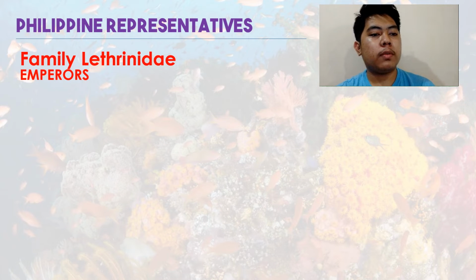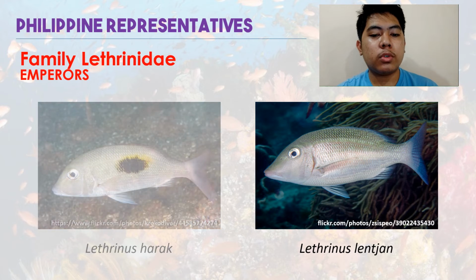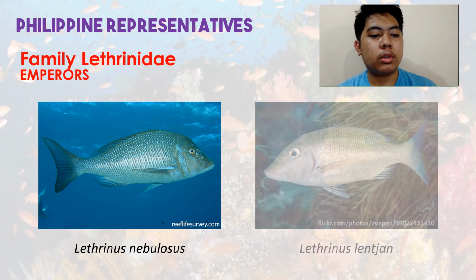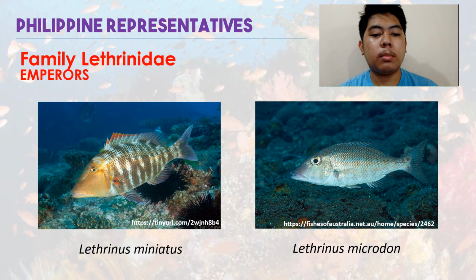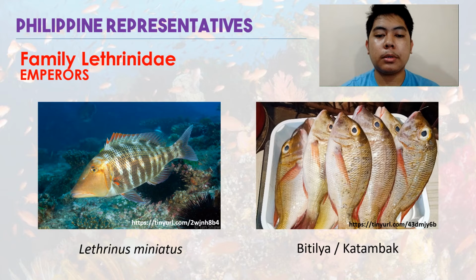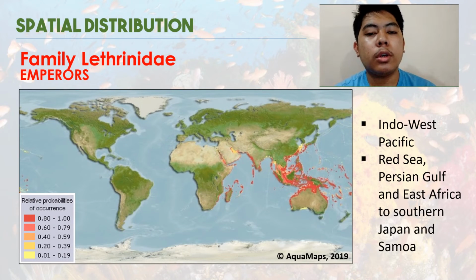Among the Philippine representatives of the emperors, we have Lethrinus harak, Lethrinus lentjan, Lethrinus nebulosus, Lethrinus microdon, and Lethrinus miniatus. In Philippine markets, they are referred to as bitilya or katambak. For their spatial distribution, emperors are located in the Indo-West Pacific, the Red Sea, Persian Gulf, and East Africa to southern Japan and Samoa.